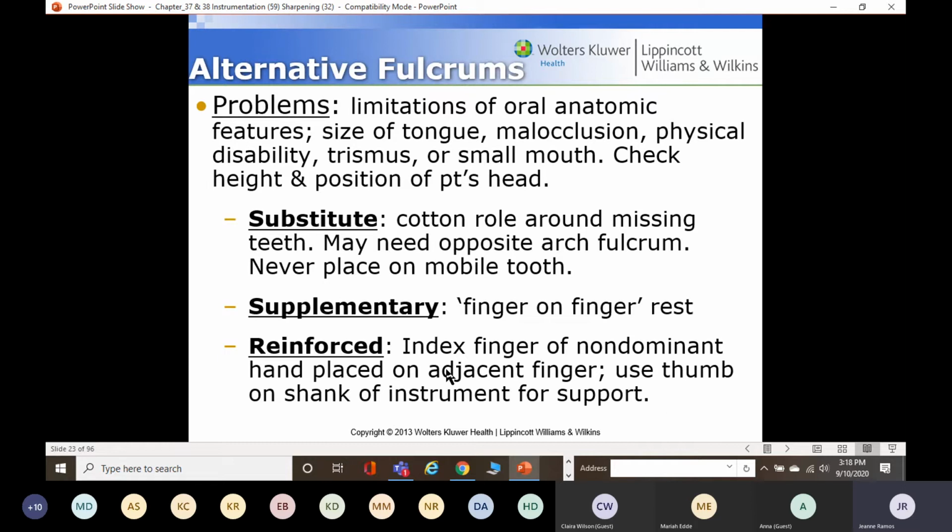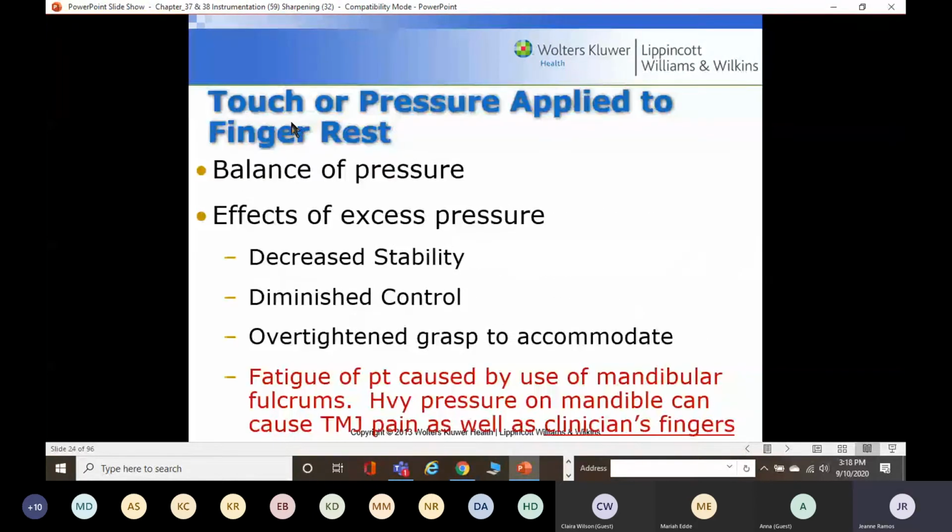Hard to explain. Index finger of your non-dominant hand placed on adjacent finger. Use your thumb on the shank of the instrument for support. So touch or pressure applied to the finger. You need to balance the pressure.